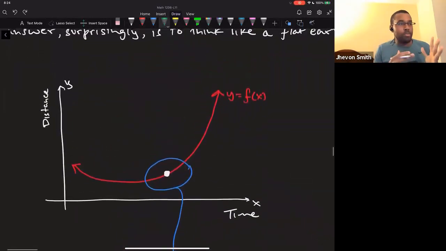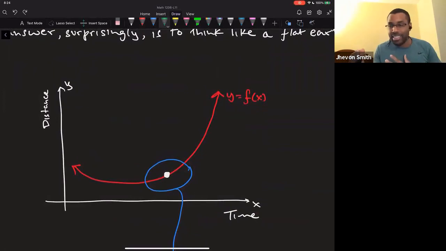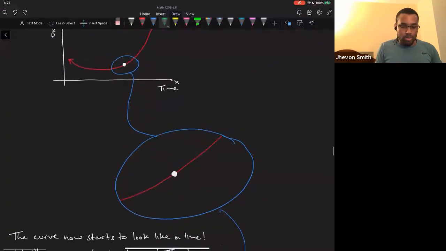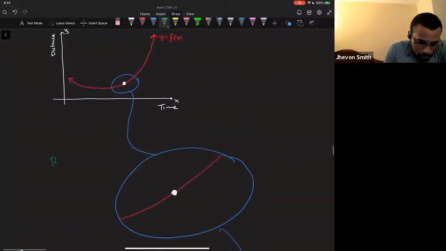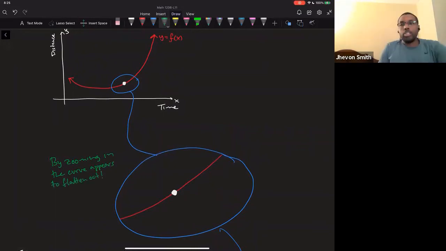So I'm going to pretend the curve is flat. And I do that by changing the scale. I'm looking at it on a different scale. I'm just saying, if I were to zoom in, it would start to look flat. So you'll notice here, by zooming in, the curve appears, it's not actually flat, it appears to flatten out. So now you are saying, okay, it's starting to look flat now.